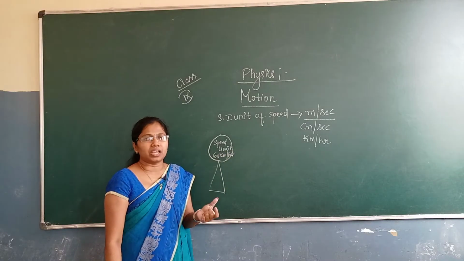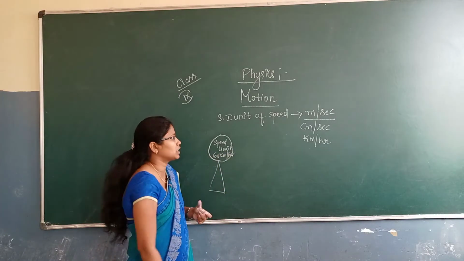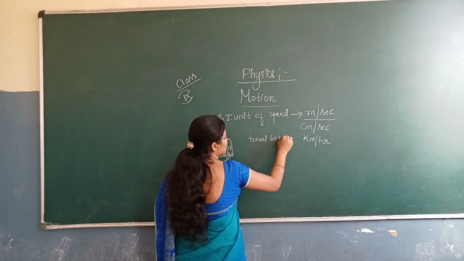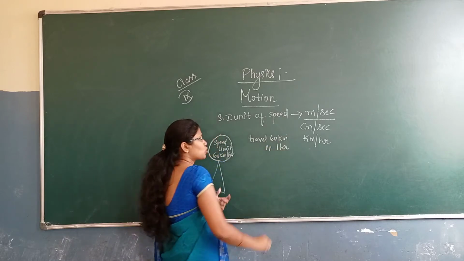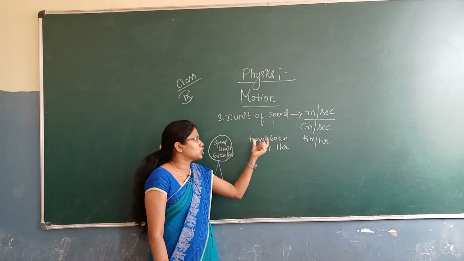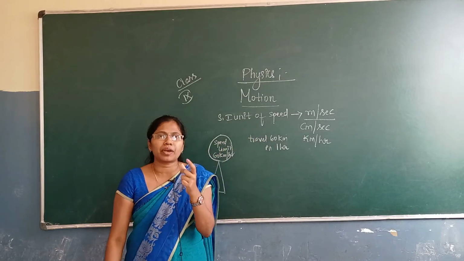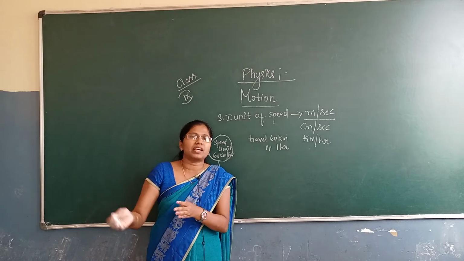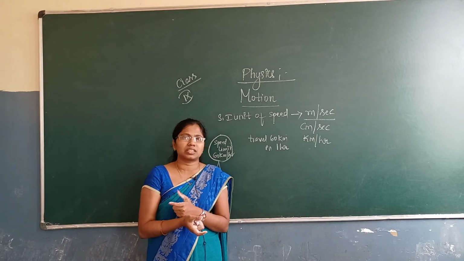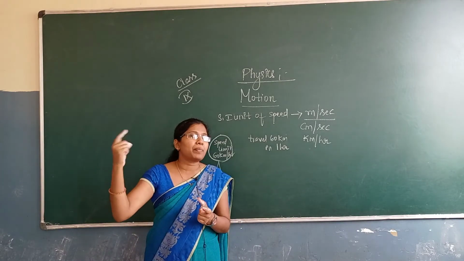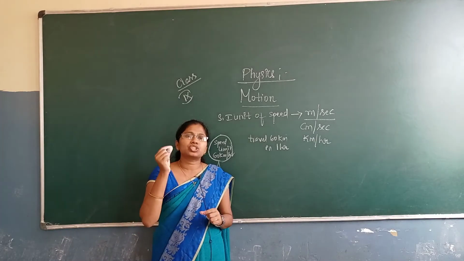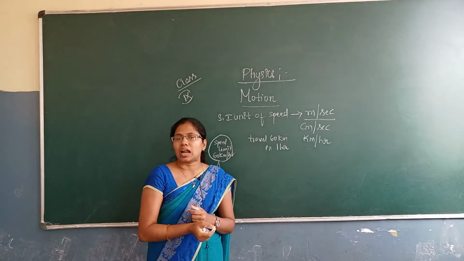So what does it mean? 60 kilometer per hour means the object should travel 60 kilometer in 1 hour. So in 1 hour the object, or the vehicle, should travel 60 kilometer. In some other places they will put the signboard as the speed limit will be 40 kilometers. So 40 kilometer per hour means for every 1 hour the object should travel 40 kilometer.